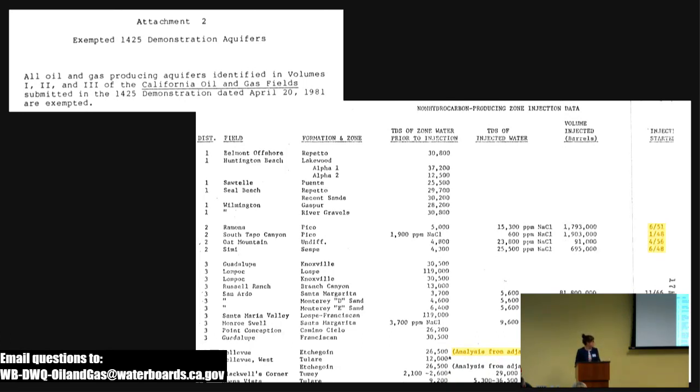In some cases, water had been injected going back to the 40s and 50s. And in many cases, you can see there, the water that was being injected had a much higher TDS content than the water in place. In some cases, you see that exemptions were granted even though there was no analysis of the groundwater in that field. They took analysis from adjacent fields. And again, just to reiterate, this is how most of the aquifer exemptions in California were granted.